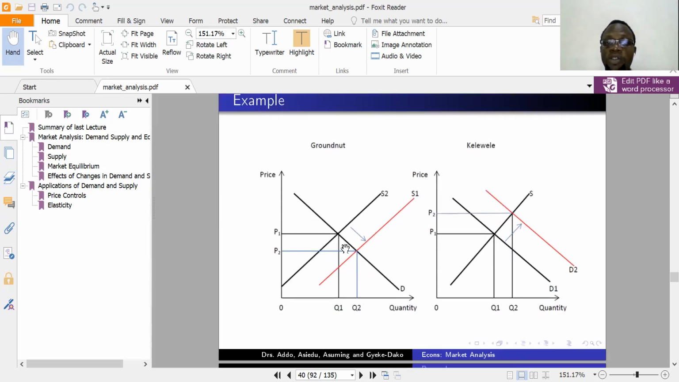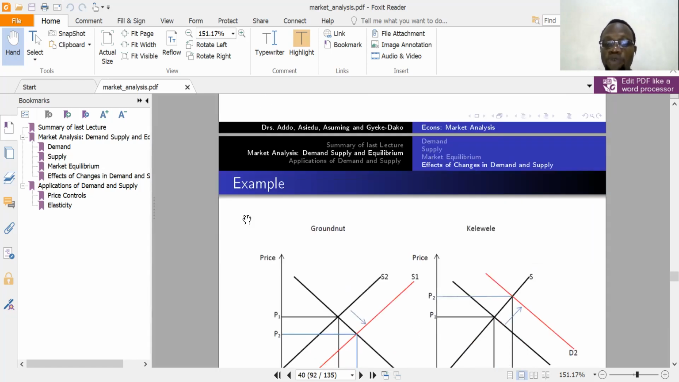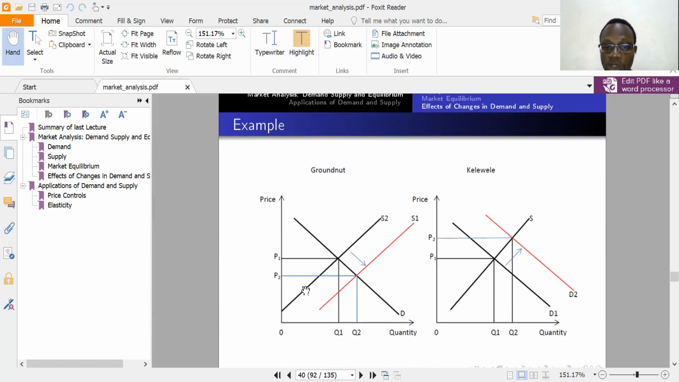So if you take the groundnut market, right, you have the demand for groundnut and you have the supply of groundnut. And this is giving a certain equilibrium price. Okay. The scenario says that there is a bumper harvest, okay? So supply has increased significantly for groundnut. So supply shifts down. And if you have, it's like a bumper harvest for tomatoes, there's too much tomatoes in the market, prices will fall, right? So you have a reduction in price to P2.